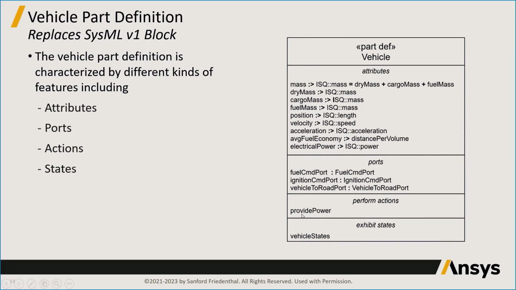The vehicle has, in this example, only a single action called provide power. And it has a set of states called vehicle states. I'm going to call your attention to the vehicle states because we're going to come back to that and look at the graphical and textual rendering for vehicle states in just a moment. So on the next slide, we're going to see the corresponding textual representation for this part def called vehicle.